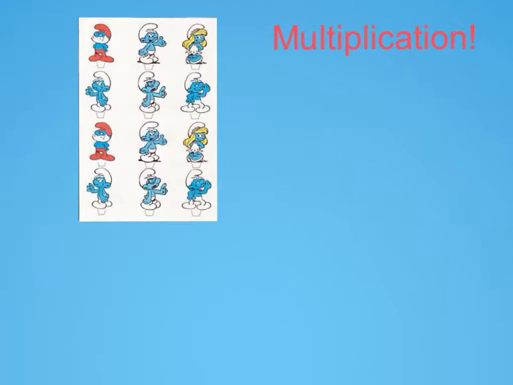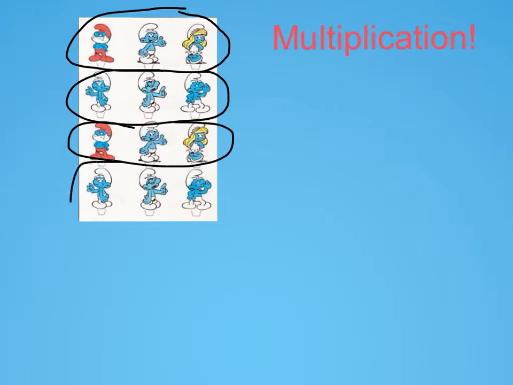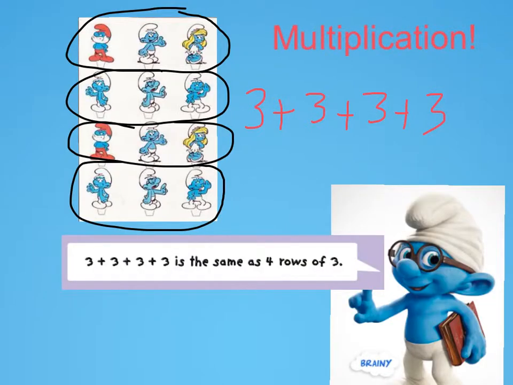So I have 3 Smurfs here, 3 Smurfs here, and 3 here, and 3 here. I could write that as 3 plus 3 plus 3 plus 3. 3 plus 3 plus 3 plus 3 is the same as 4 rows of 3. Thanks for your help, Brainy.